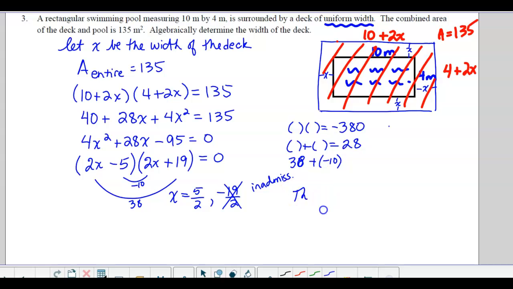So therefore, you can even put the word uniform, width of the deck is, now it's an application, so when we're talking about width, we probably wouldn't say 5/2. I would probably say 2.5, in this case meters.